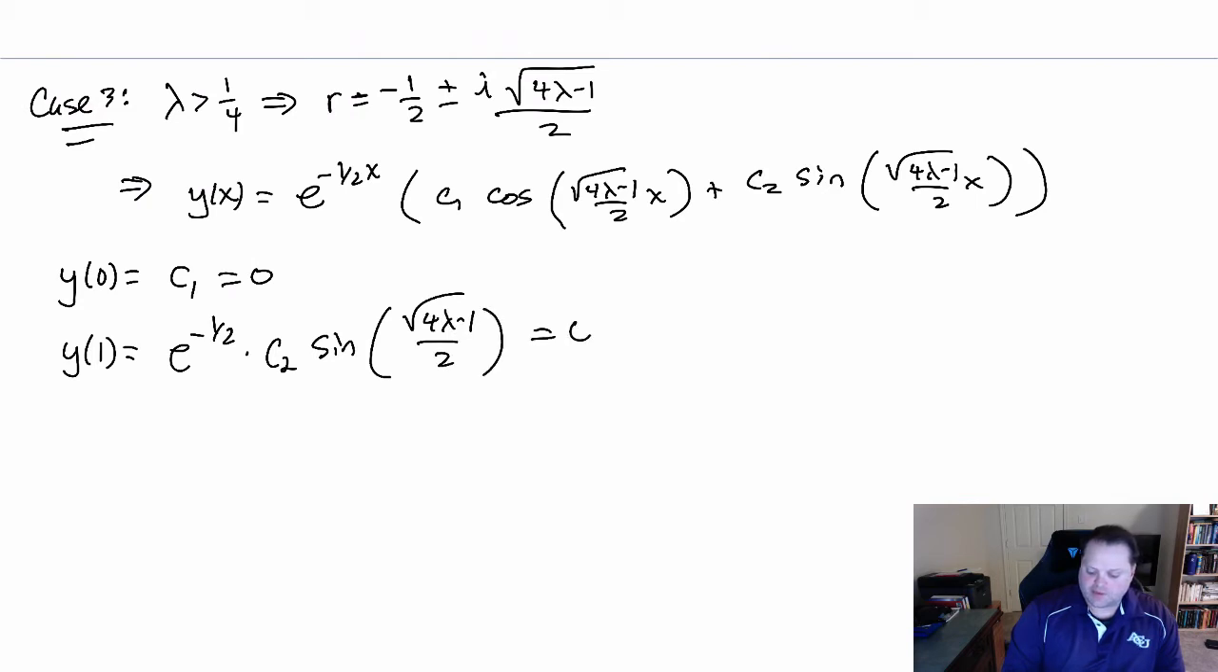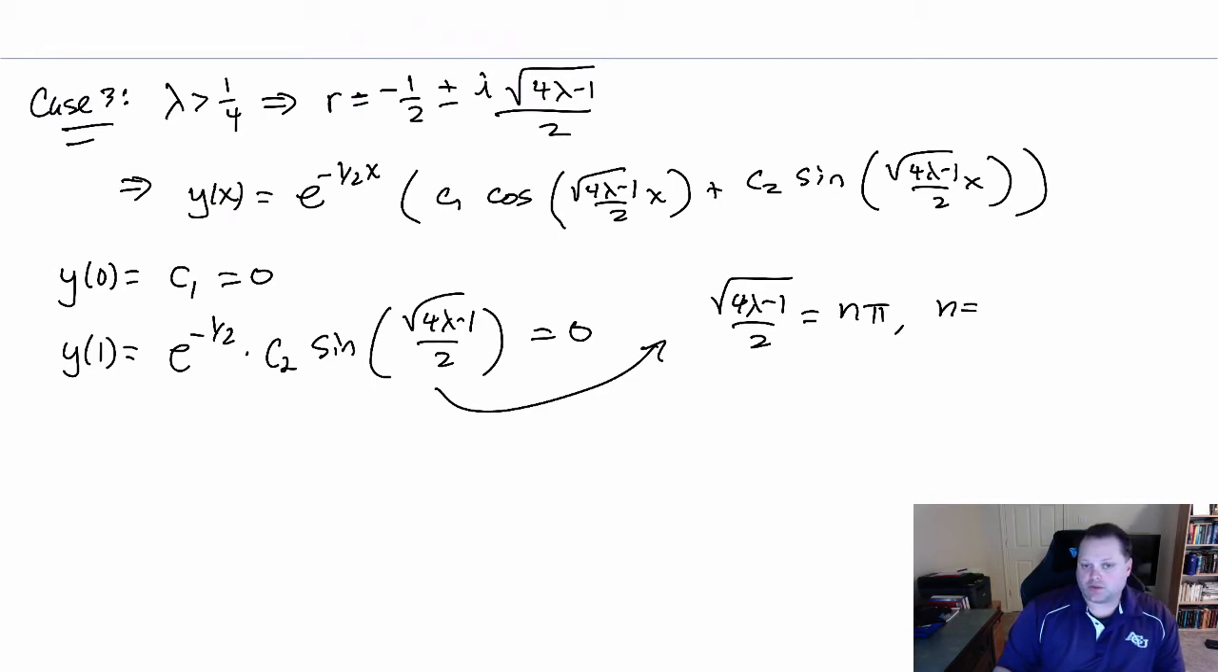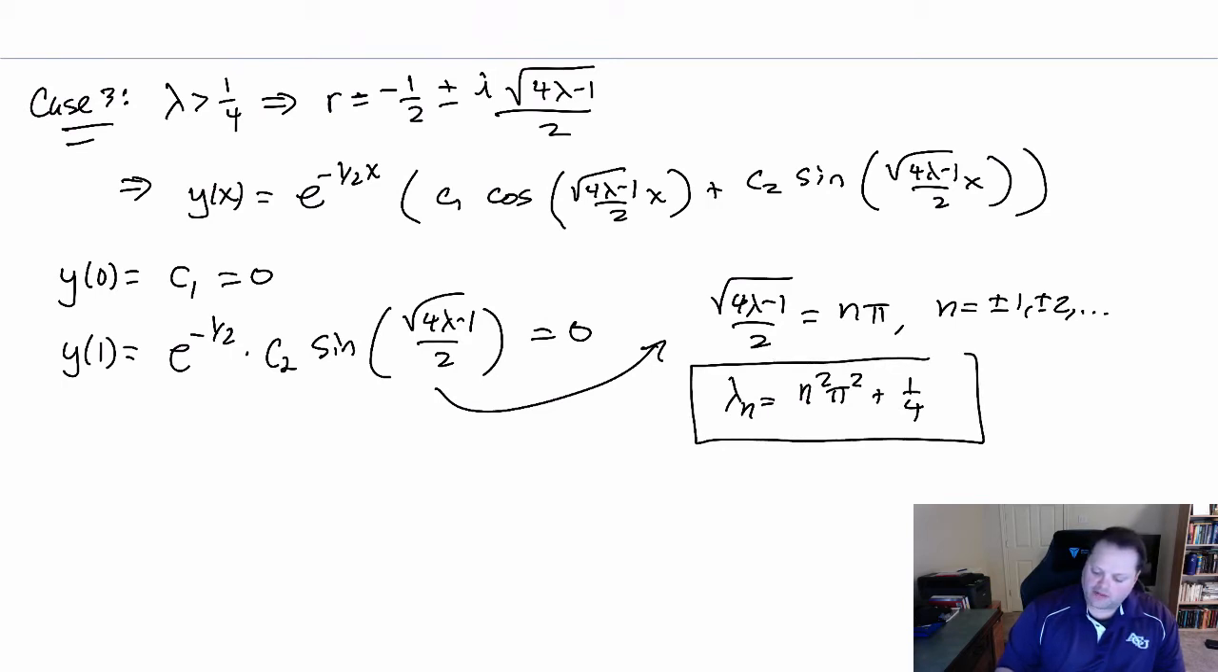and this is supposed to be 0, but that automatically implies that this thing is a multiple of pi, where n can't be 0, because that would be lambda equal to 1/4, and we know that's not a part of it. So n is plus or minus 1, plus or minus 2, and so on. If you solve for lambda, you find that lambda n is n squared pi squared plus 1/4. And so these are your eigenvalues.